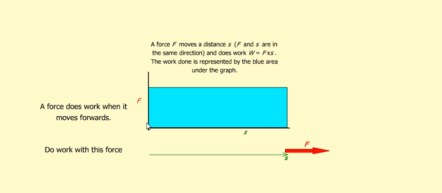The question is, how about if the force is varying? It does not start at a fixed value and remain at that throughout. It will be very difficult then to use F times S to find the work done. What we need to do in that case is to find the area under the graph, even though the force may be variable.